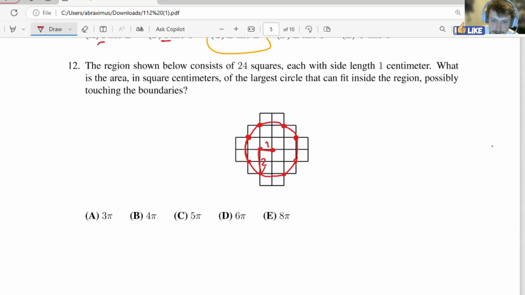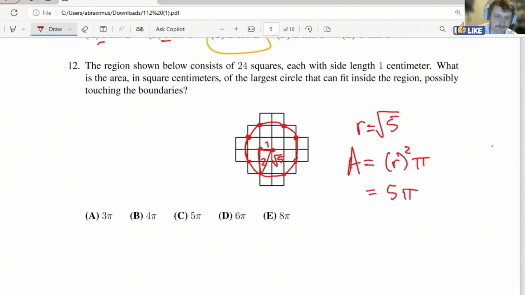So according to the Pythagorean theorem, this is the square root of 5. Okay, so the radius is equal to the square root of 5. According to Archimedes, the area is r squared pi. So that is 5 pi, which is C.